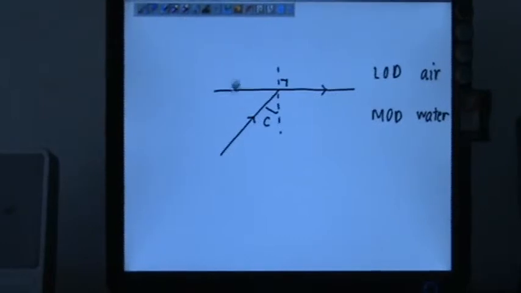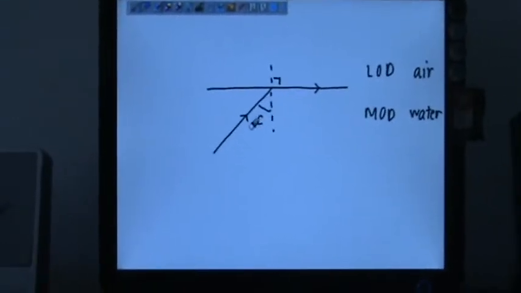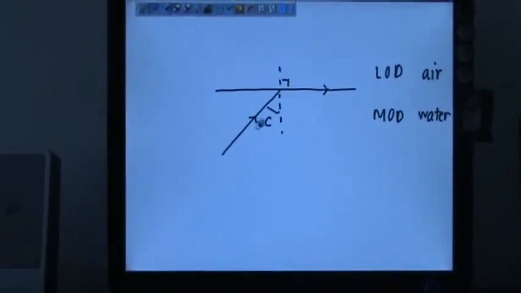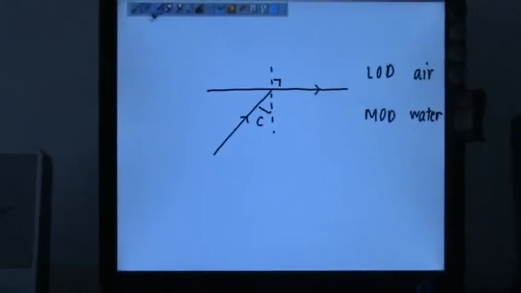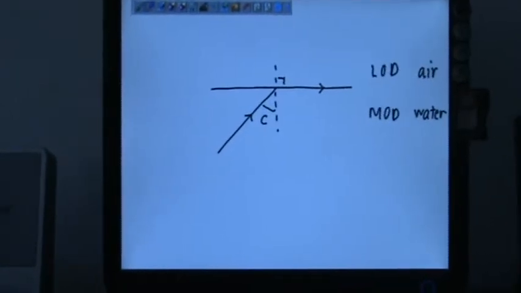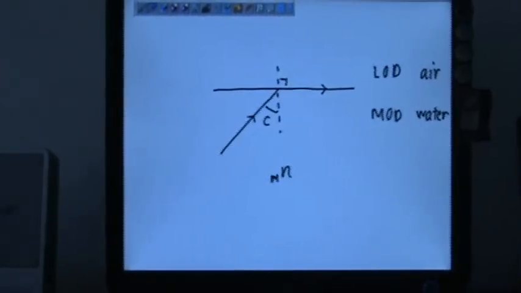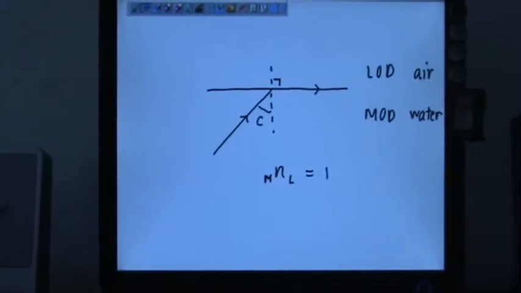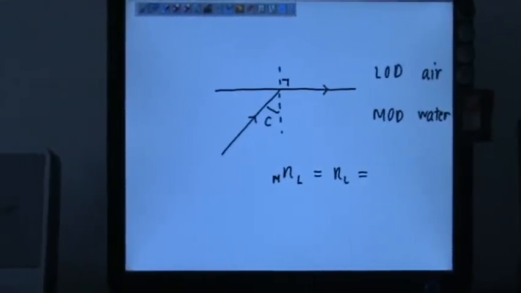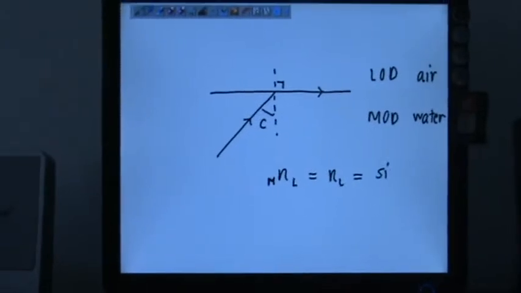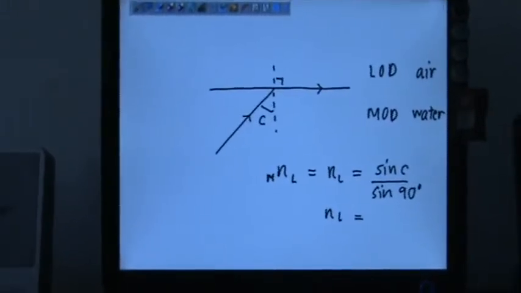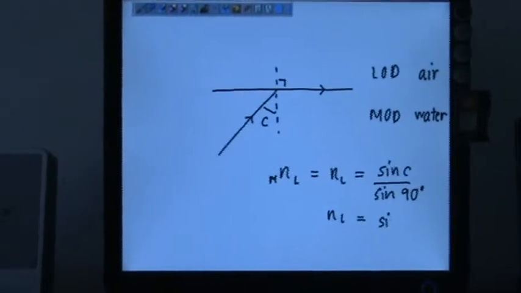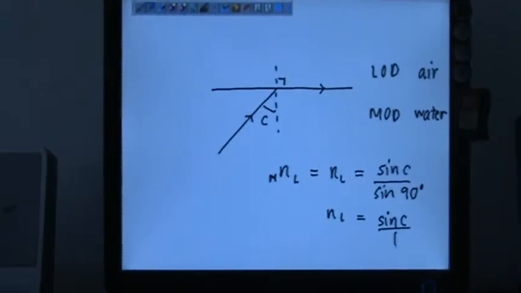But for me to find the critical angle to be used for finding the refractive index of water, I'm not interested in getting air, because if you follow the convention of more dense to less dense, you're actually finding the refractive index of the less dense material. You're finding the refractive index of air, so you have sine C over sine 90. So the refractive index of air is sine C over 1, which is just sine C.